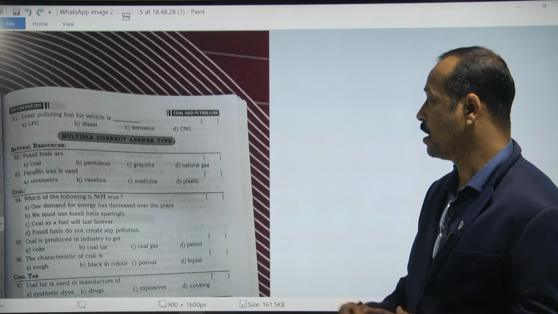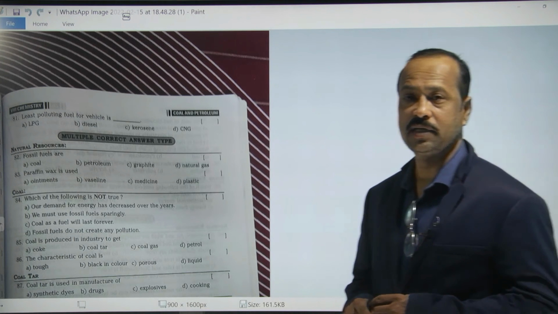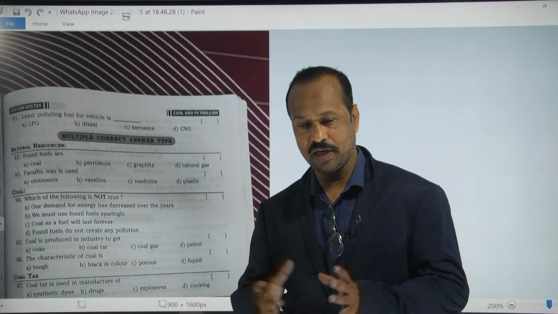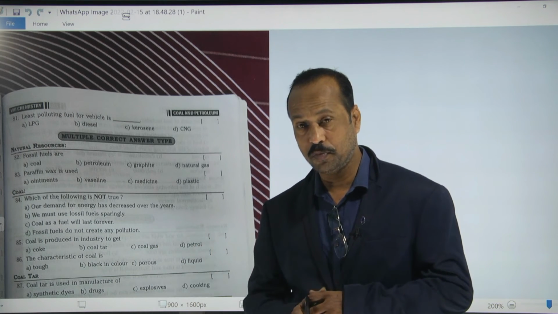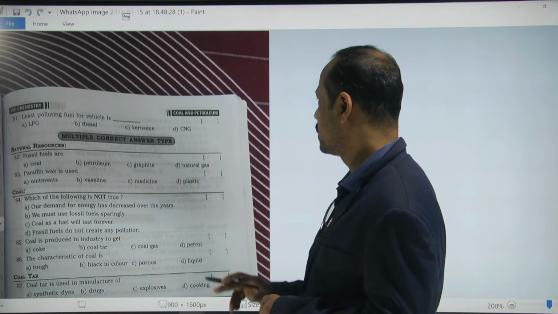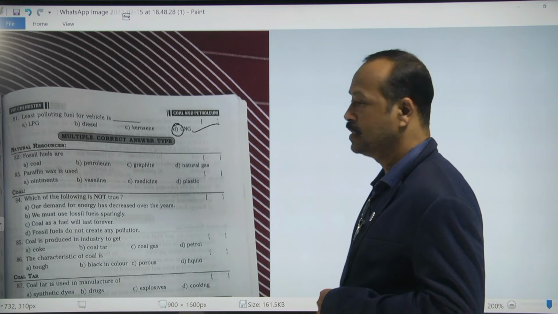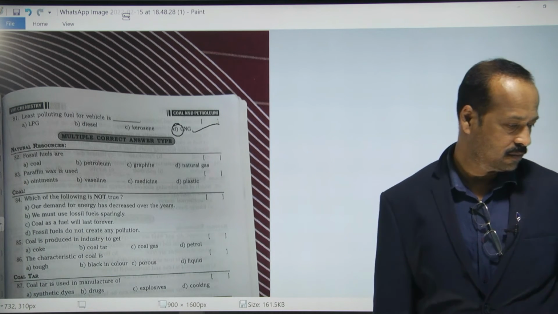No, diesel will give a lot of pollution, a lot of smoke. Diesel is used in lorries and big vehicles, so they release a lot of smoke, no? So they are polluting more. Even petrol and kerosene. So the answer is CNG, compressed natural gas.